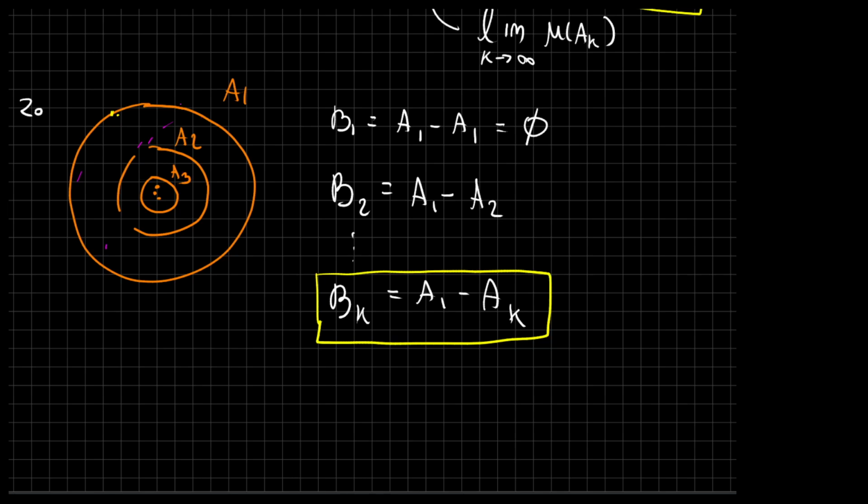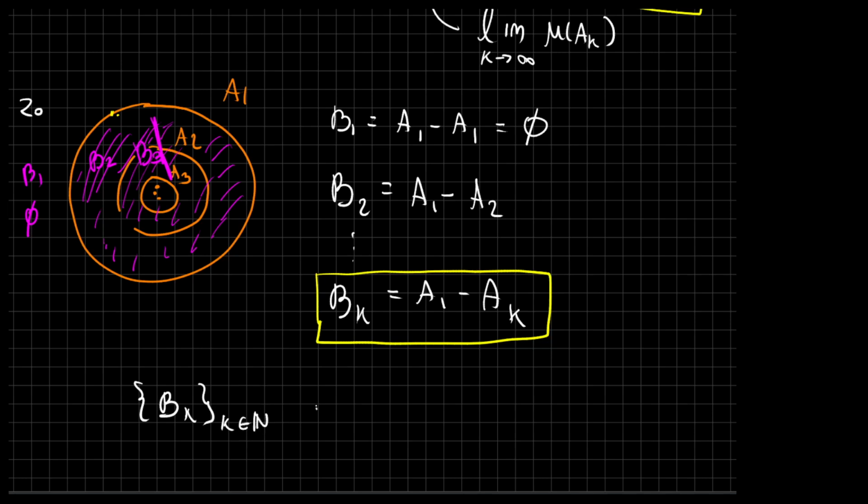Let's see what this means on the graph. V1 will be the empty set, so V1 is nothing. V2 will be this part as before. This will be V2, but then V3 will be A1 minus A3, so it grows a little more. So V3 will be this whole area, and so on. So now this family that starts with the empty set is an increasing family.